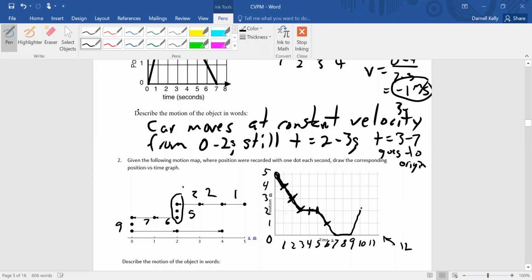And then we go from 2 to 4 for 2 more seconds, from 9 to 11. Something like that. So that's what our graph should look like. This is the graphical equivalent of this motion. Any questions? Comments?